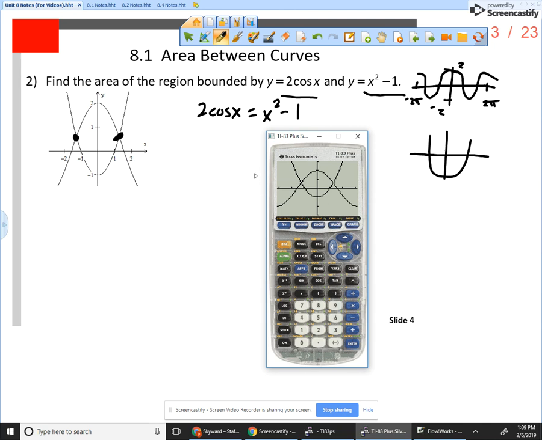Now I still need to know when those two things meet. So how do I do that? I do second trace, intersect, number 5. Now, first curve, is that the cosine? Yes, so I hit enter. Second curve, is that the parabola? Yes, so I hit enter. Now it says guess. Well, I know this one's going to be around positive 1, so I'm going to hit 1. So now I'm going to get that intersection on the right.